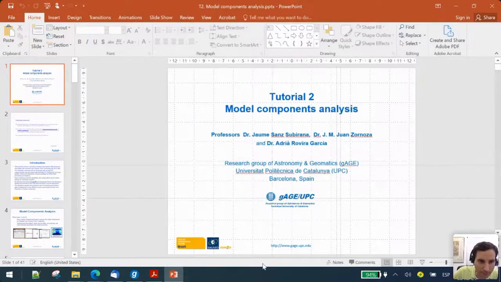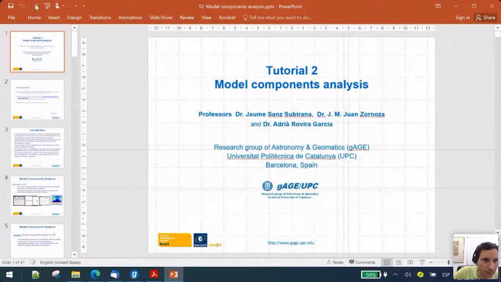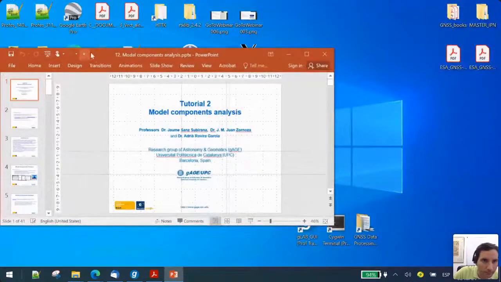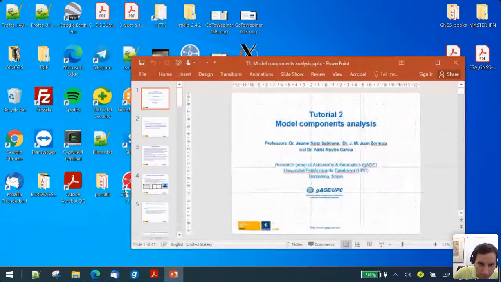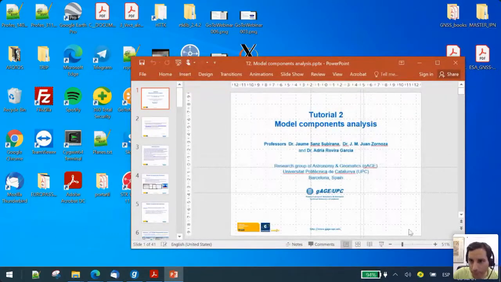Can you see my screen? Yeah, we see your screen in the edition mode. In edition mode, perfect. Let me try to fit everything. Well, maybe I can start.